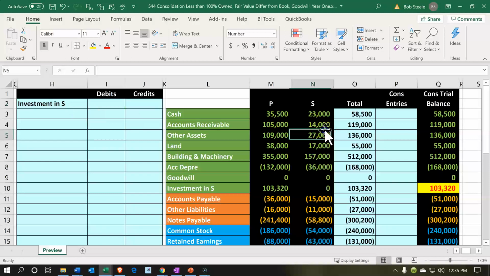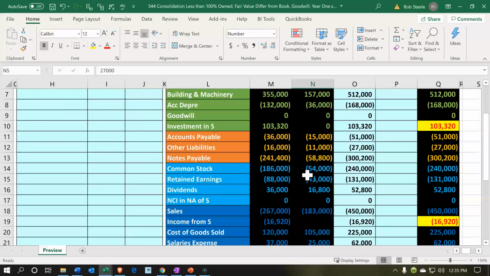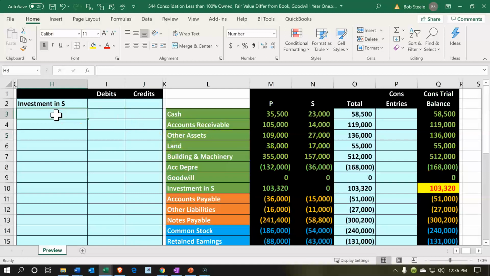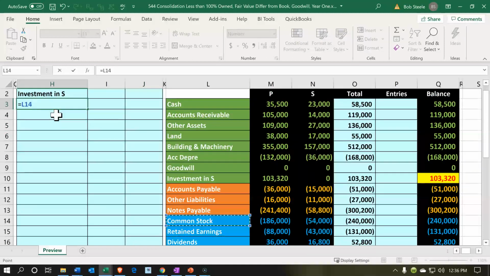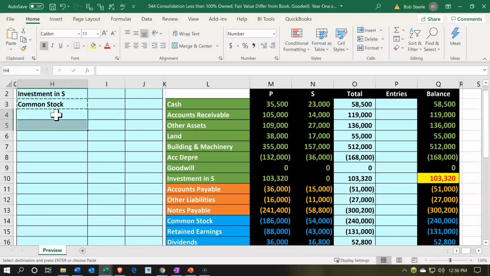Then I'm going to take off the equity section for S. So same process here, same process that we've seen in the past. I'm going to take the common stock and the retained earnings. I'm just going to Control C retained earnings and dividends. I'm going to take those off the books.